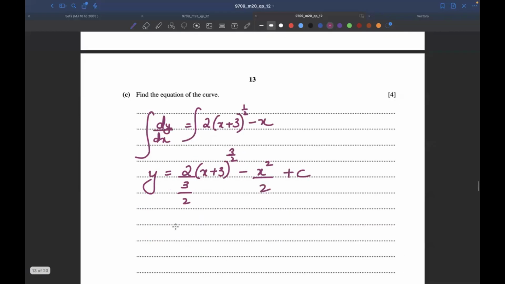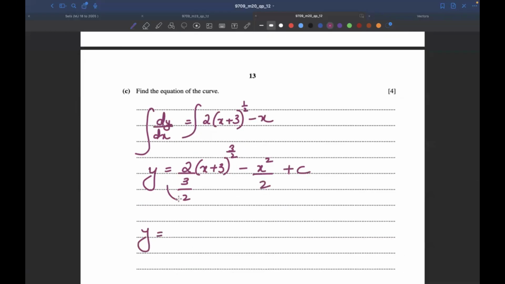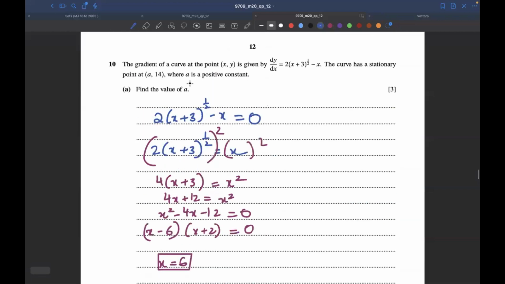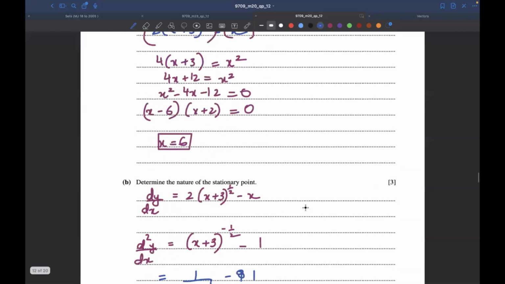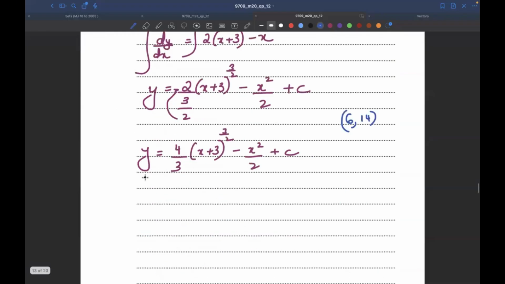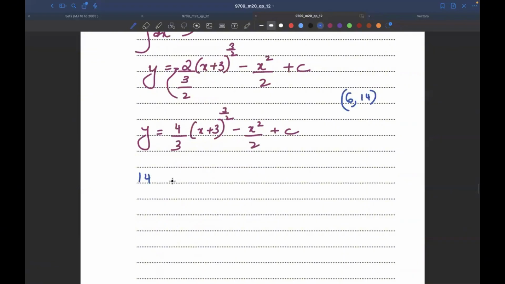So y is equal to, this 2 will come up in the numerator, so that will become 4 upon 3 into (x + 3) to the power of 3 upon 2, minus x squared upon 2, plus c. And now we already have a point on the curve that was (a, 14), and the value of a was 6. So we'll substitute 6 and 14 into the equation to get the value of c. So we'll get 14 is equal to 4 upon 3 into (6 + 3), that's 9, to the power 3/2, minus 6 squared, 36 upon 2, that's 18, plus c.